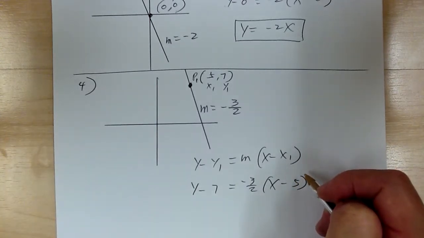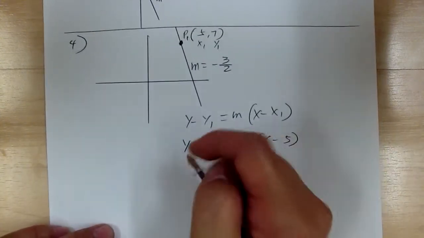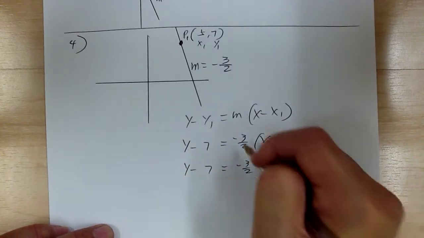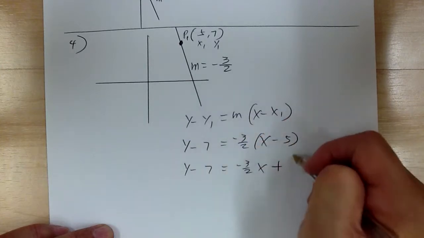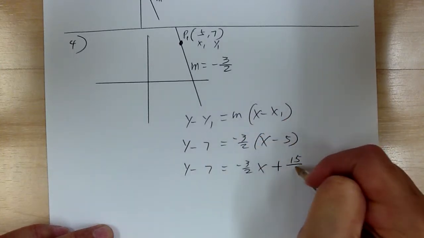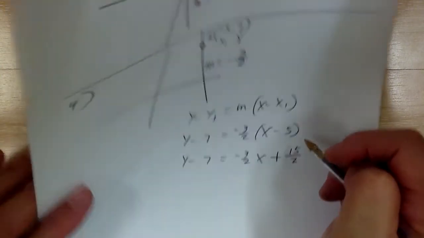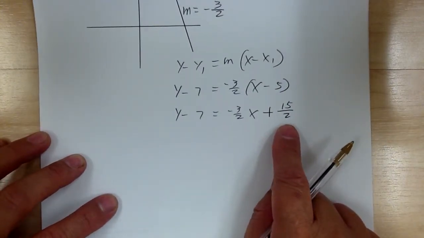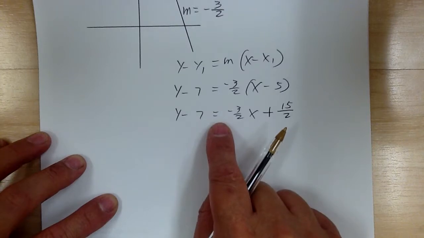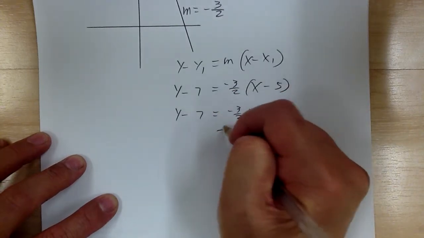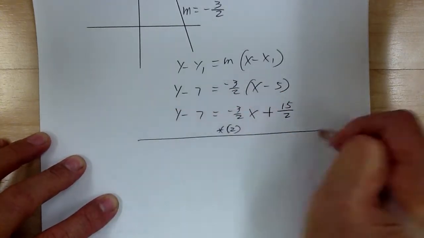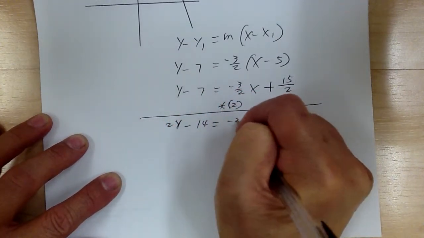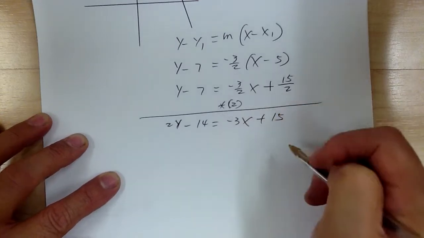Go ahead and multiply out. So you get y minus 7 equal to -3/2 x. Negative times negative is positive, 3 times 5 is 15, so this would be 15/2. Now because there's a fraction, it's probably easier if you get rid of the fraction by multiplying by 2. So you get 2y minus 14 equal to -3x plus 15.